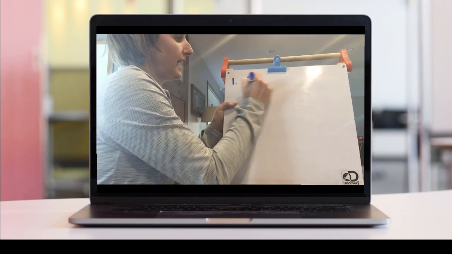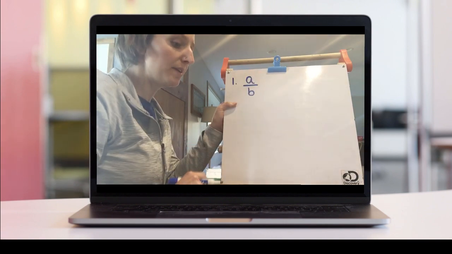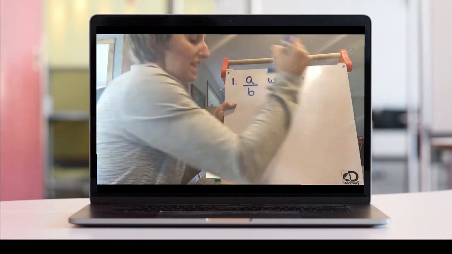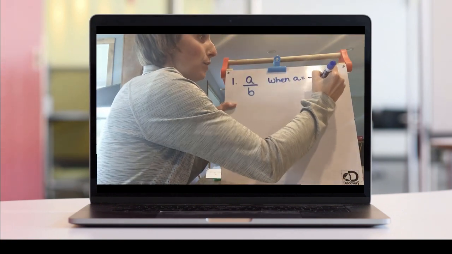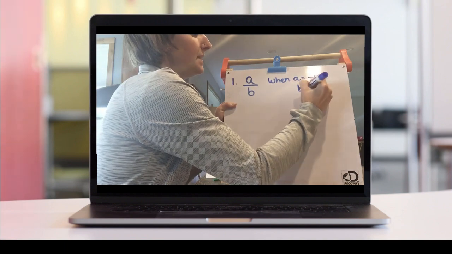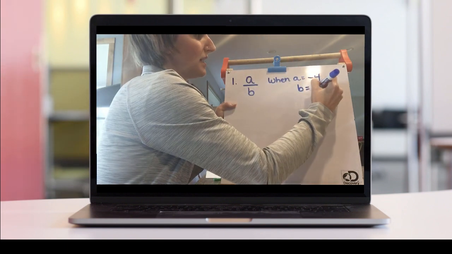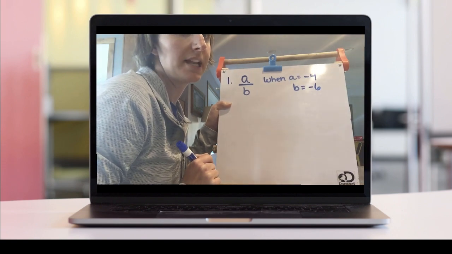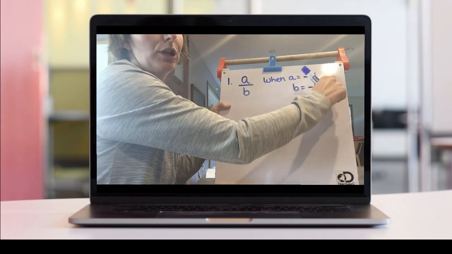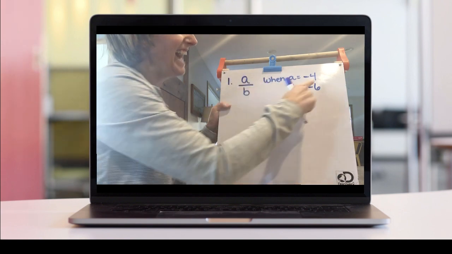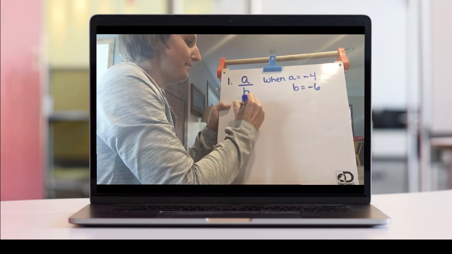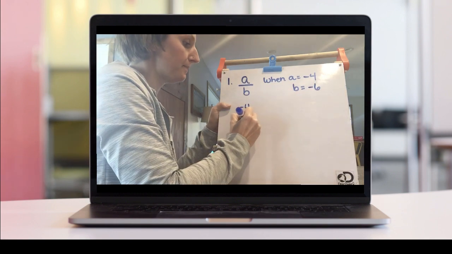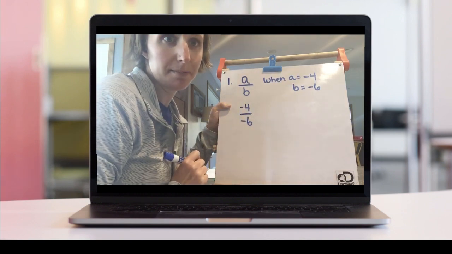Our fraction is a over b, and we need to evaluate, write this down with me, when a equals -4 and b equals -6. So we have 2 negative integers that we're going to be plugging in there. Let's take -4 and plug it in for a, over, take -6 and plug it in for b. This is sometimes where I make my mistakes.